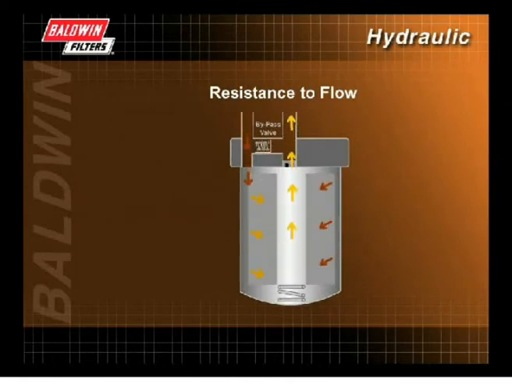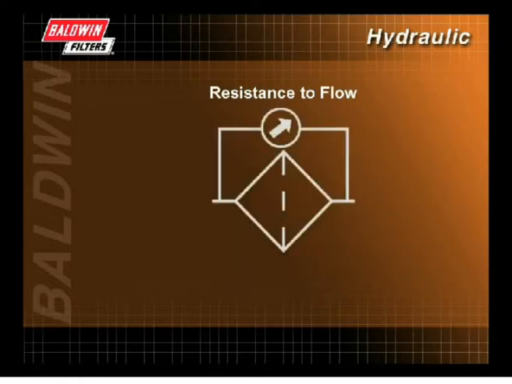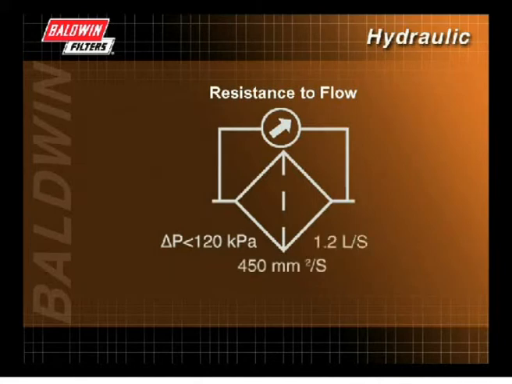Some hydraulic systems contain a bypass valve. If the filter becomes too restrictive, the bypass valve opens, allowing the fluid to be diverted around the filter. The bypass valve is located in the filter or elsewhere within the hydraulic system. As the length of time the filter spends in bypass increases, so does the contamination level in the system, and the greater the risk of a contamination-related failure. In this example, the initial restriction or differential pressure caused by the filter element must be less than 120 kilopascals when using a fluid with a viscosity of 450 centistokes at a flow rate of 1.2 liters per second.